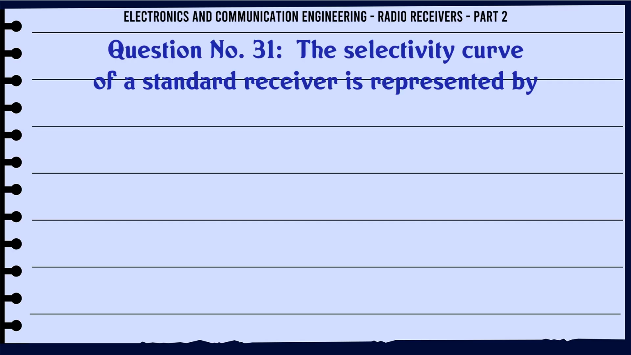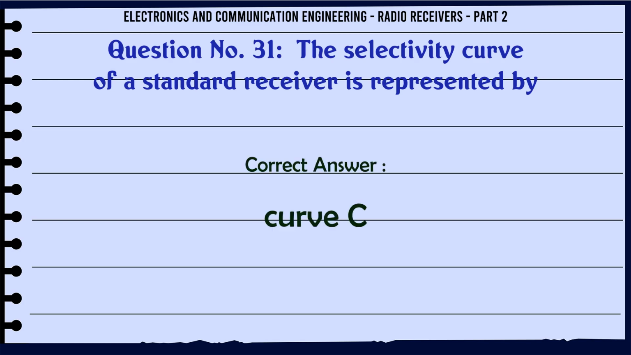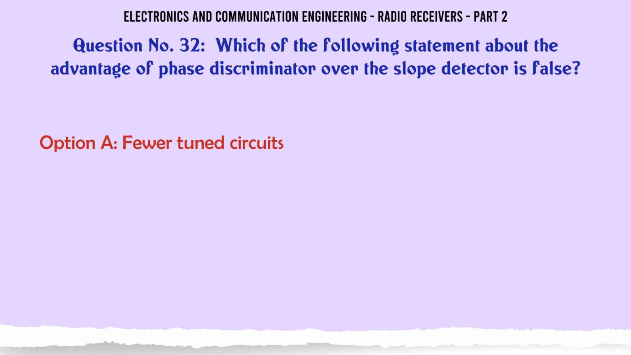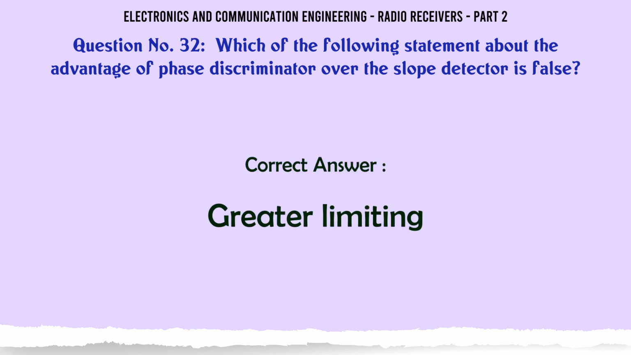The selectivity curve of a standard receiver is represented by A. Curve A, B. Curve B, C. Curve C, D. Curve D. The correct answer is curve C. Which of the following statements about the advantage of phase discriminator over the slope detector is false? A. Fewer tuned circuits. B. Better linearity. C. Greater limiting. D. Much easier alignment. The correct answer is greater limiting.